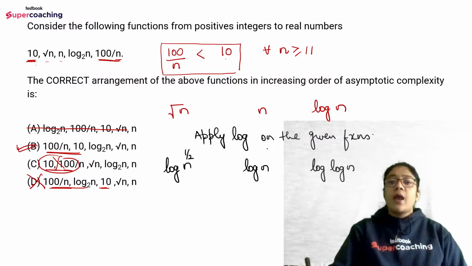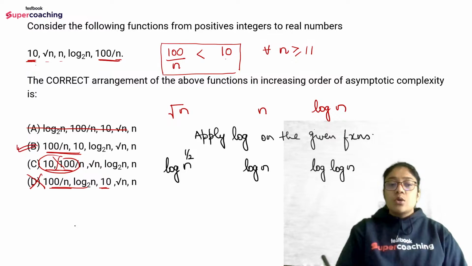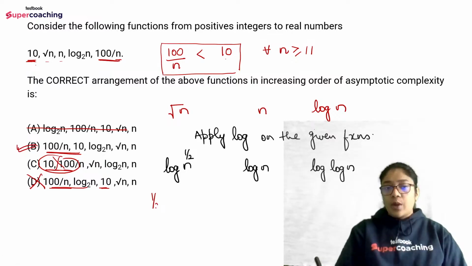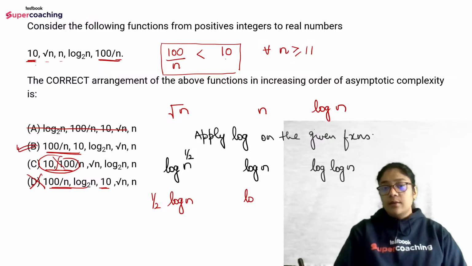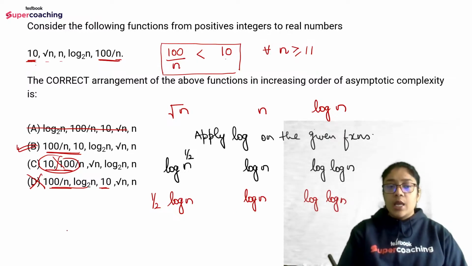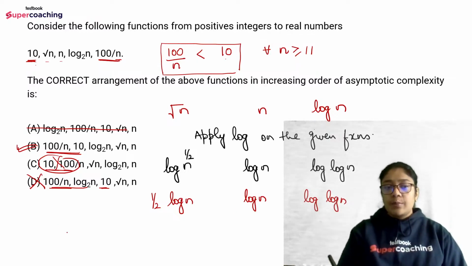Since we have applied the log on the given function, so after this we cannot ignore the constants. So simplify it. It comes out to be 1 by 2 log n. This is log n and this is log of log n. So obviously log of log n is the smallest among these three. So log of log n हमें किसके लिए मिल रहा है? That is for log n.